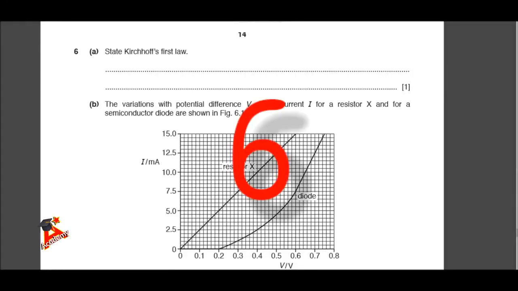Kirchhoff's first law, which is otherwise known as Kirchhoff's current law, states that the sum of currents entering a junction is equal to the sum of currents leaving the junction.